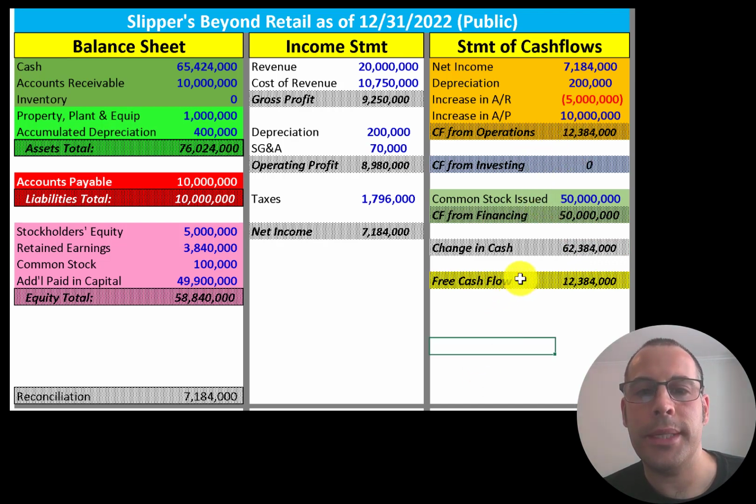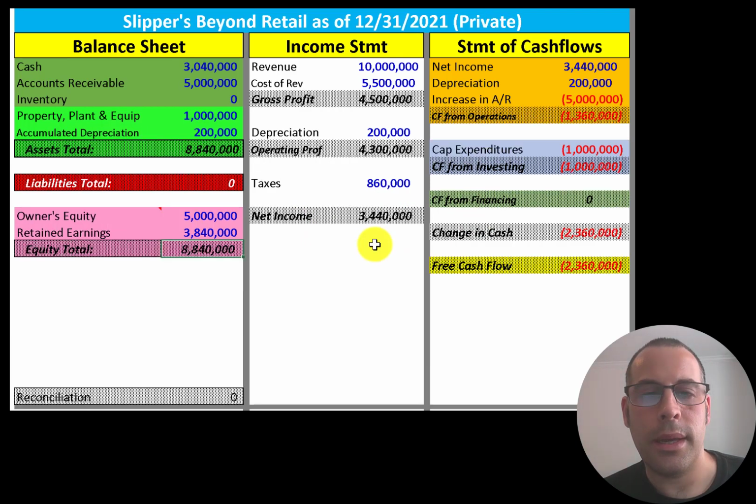But free cash flow is cash flow from operations minus capital expenditures. It has nothing to do with cash flow from financing. So we generated $12.4 million of cash flow, even though we reported $7.2 million of profit. So if I was an investor, I would look at 2021, I would think, wow, they generated $3.5 million of profit, but lost $2.4 million of cash.